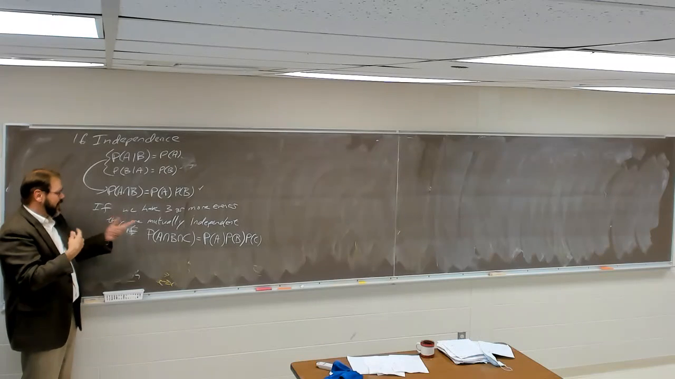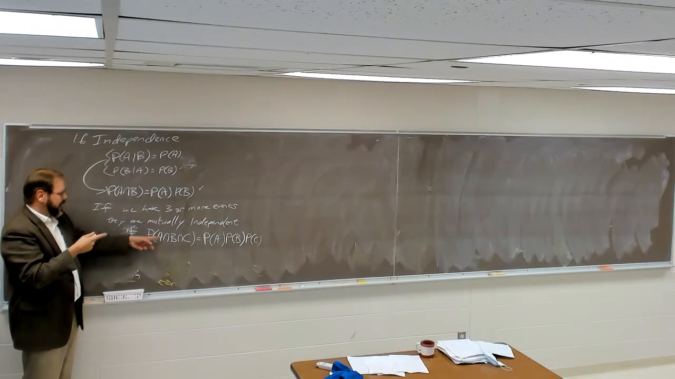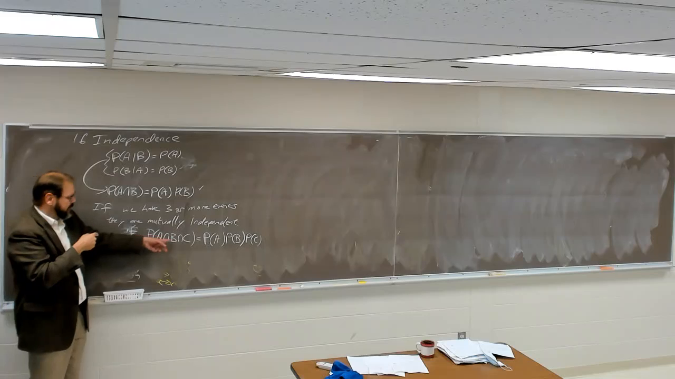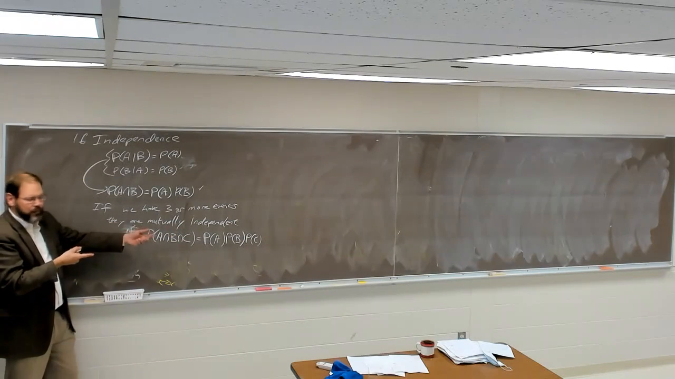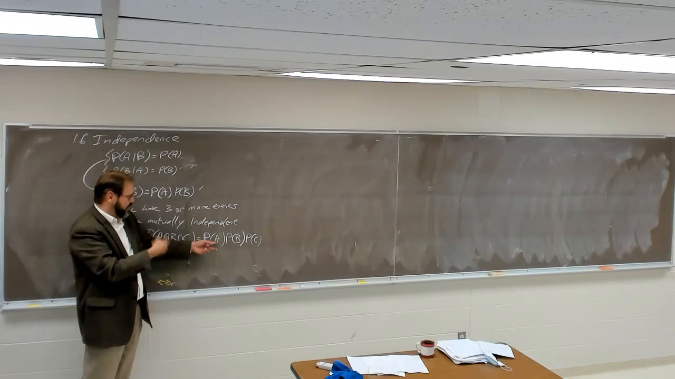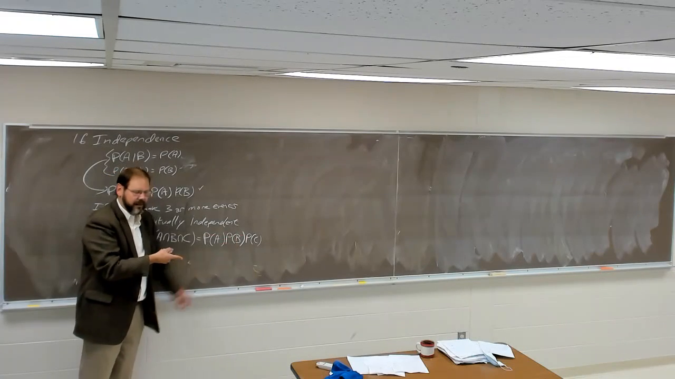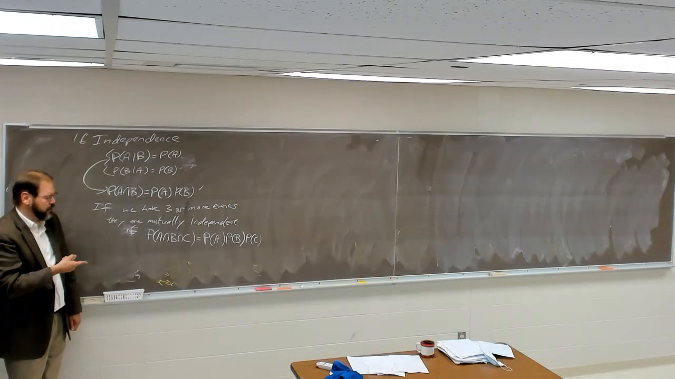So for instance, if I flip a coin 3 times, with heads on the first, heads on the second, heads on the third, then I can compute the probability by computing the probability of heads on the first, heads on the second, heads on the third. I can calculate that using multiplication.